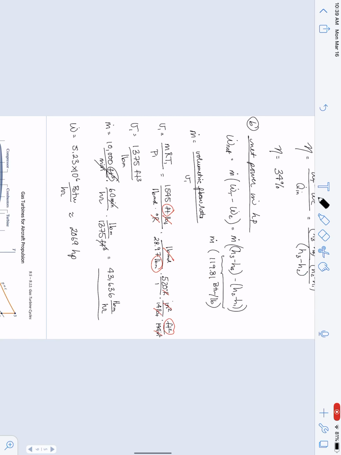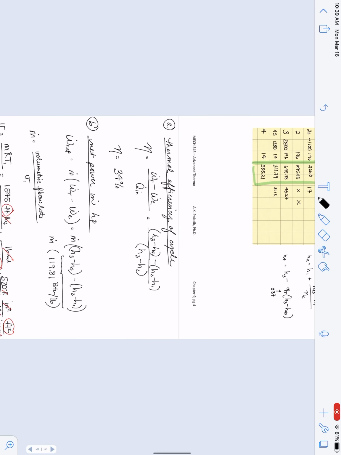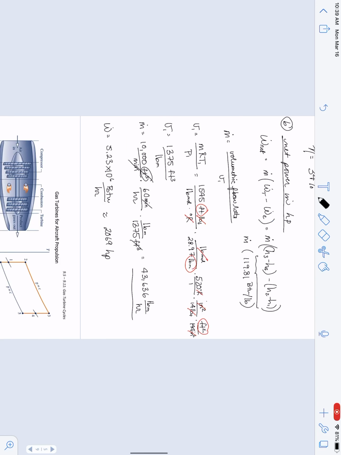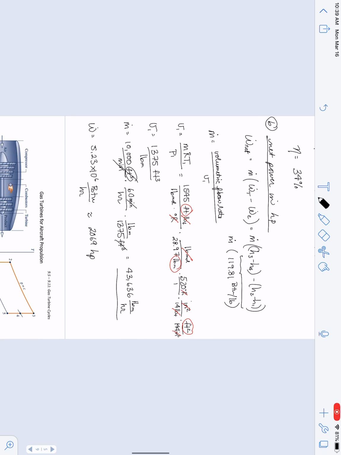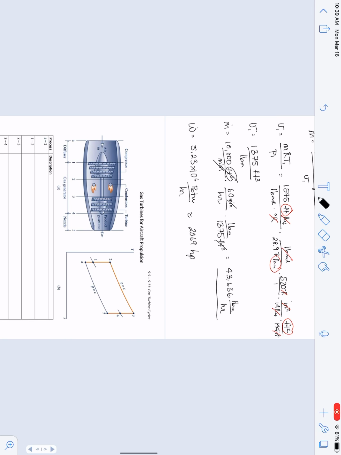Okay, so that is the solution to problem 9.38. And of course, you have a problem on your homework that will ask you to deal with an air standard cycle, a Brayton cycle, where the isentropic efficiencies of the compressor and turbine are not 100%.